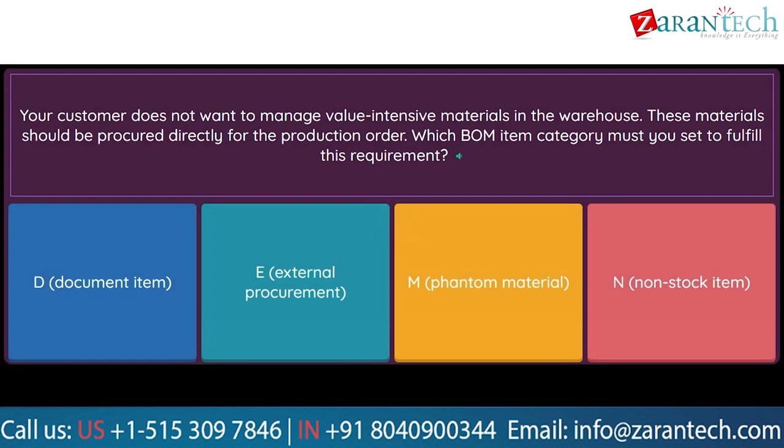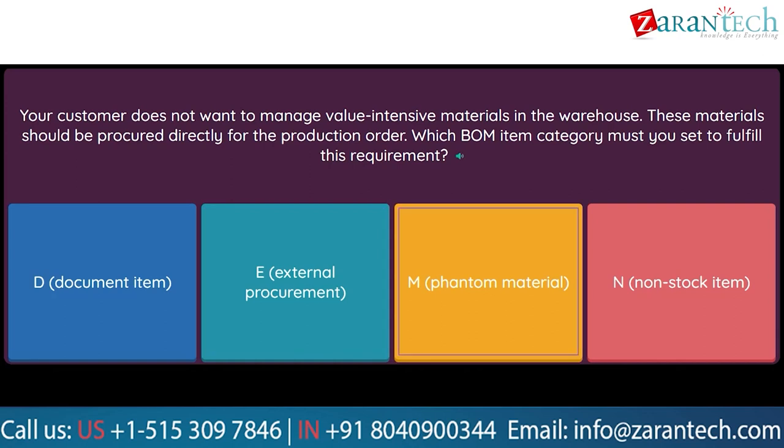Question: your customer does not want to manage value-intensive materials in the warehouse. These materials should be procured directly for the production order. Which BOM item category must you set to fulfill this requirement? Option 1, D, document item. Option 2, E, external procurement. Option 3, M, phantom material. Option 4, N, non-stock item.